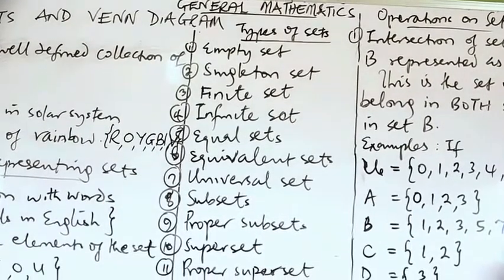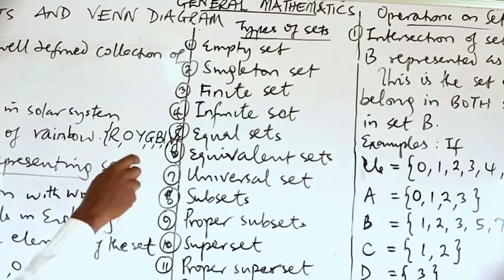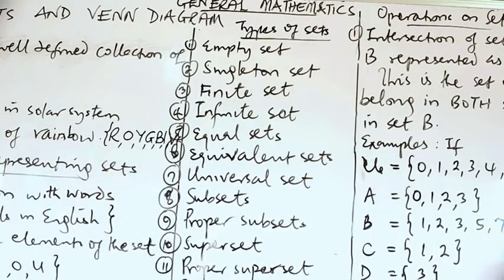All of them are written on the board. The first one is empty sets. The second one is singleton. Let me define each of them one by one quickly. As I'm defining, please go with me. The first one, empty set.